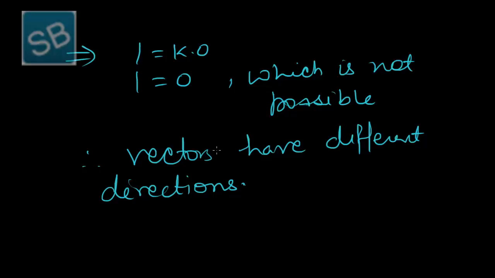So by judging in this way, or by taking the ratio of vector components, we can judge whether two vectors are in the same direction, in opposite direction, or have different direction.